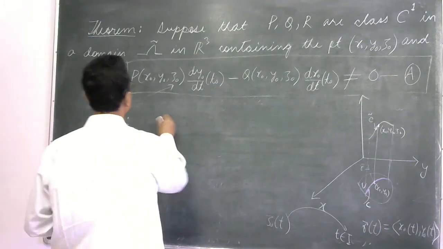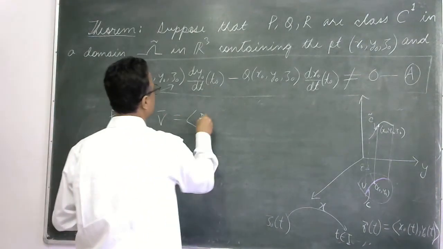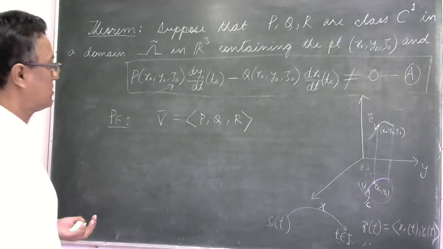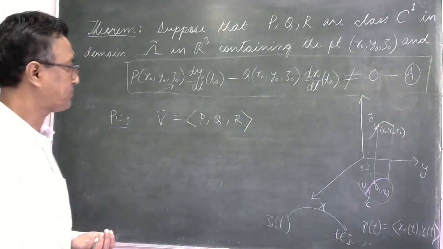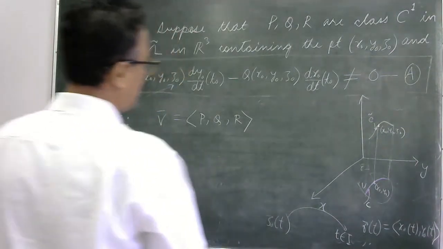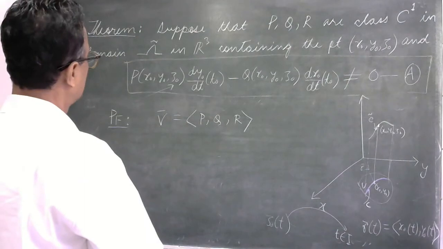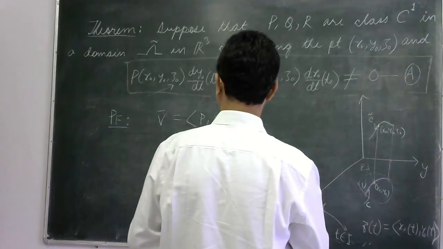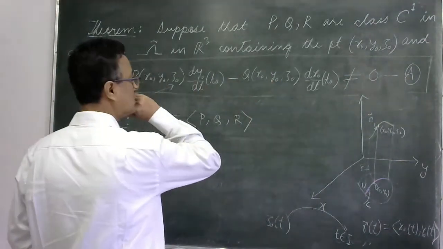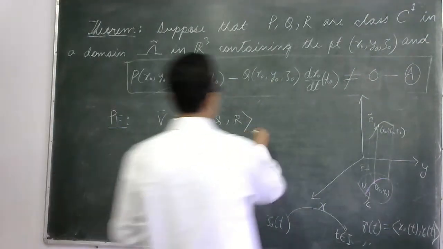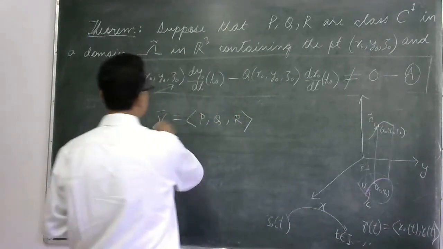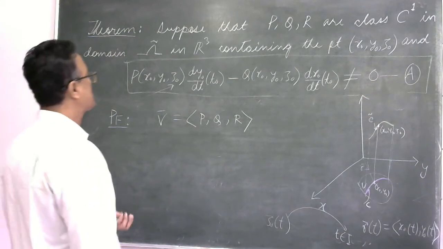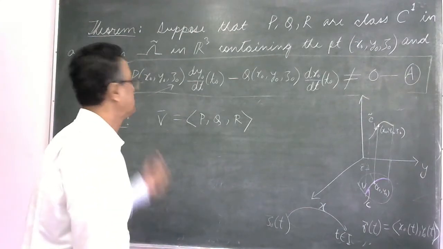So now let me define this vector v as pqr. What is happening here? Of course, I'm assuming that this vector is non-vanishing, so at least one of p, q, or r is non-zero.